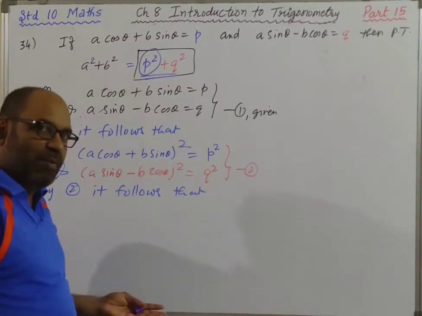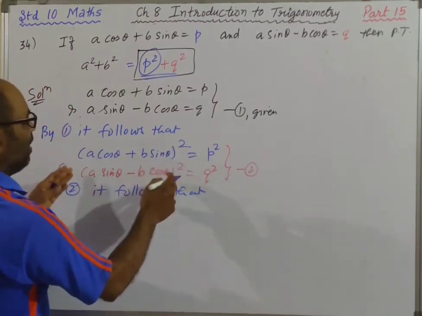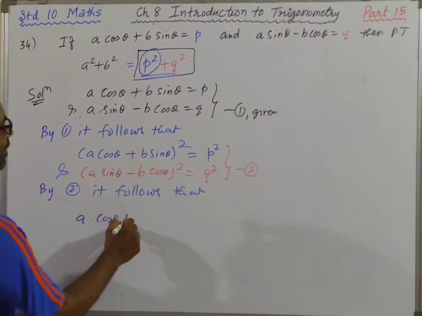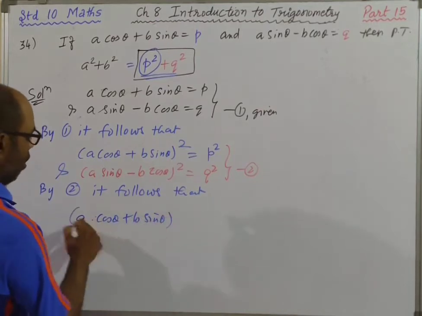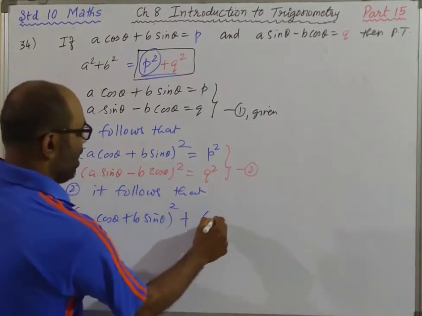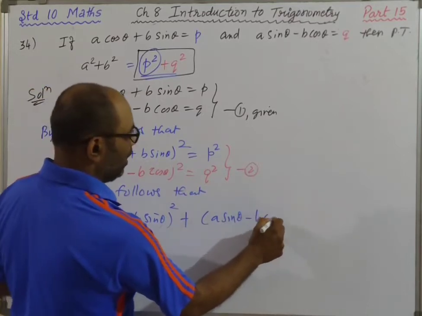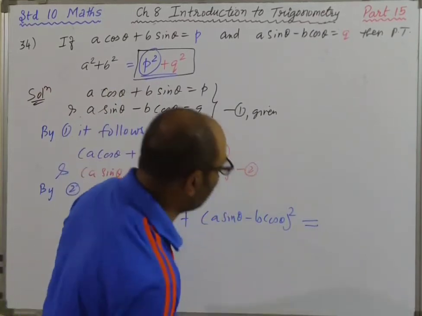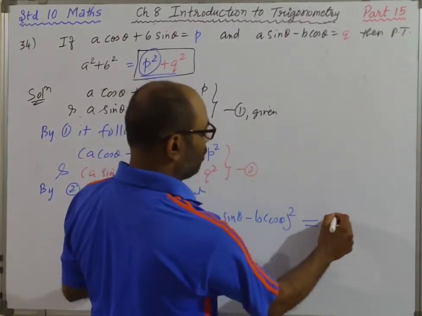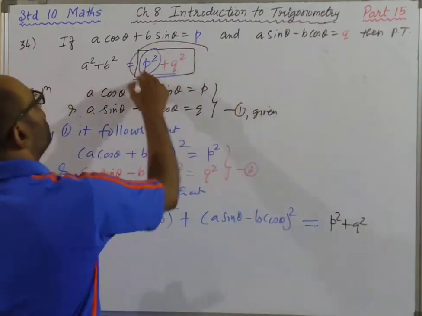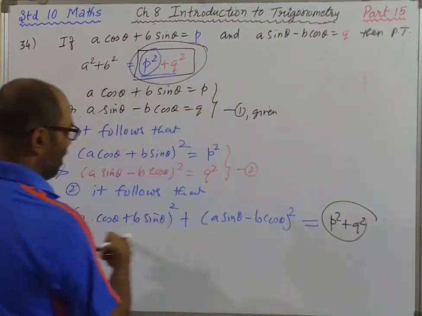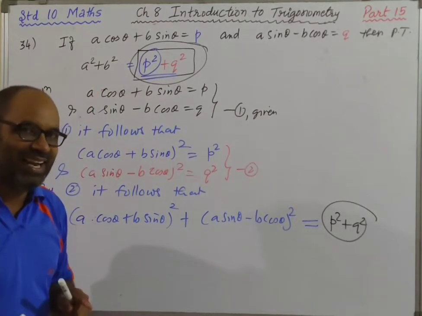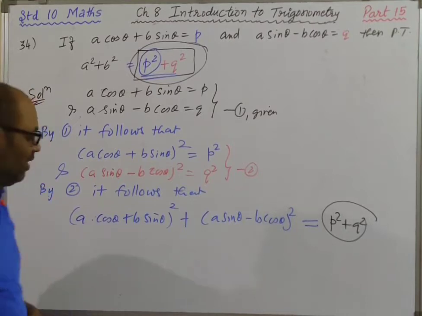So let's use Euclid's property for real numbers. Left hand side plus left hand side: (a cos theta plus b sin theta) whole square plus (a sin theta minus b cos theta) whole square is equal to what you want, p square plus q square. So you have got the right hand side, and you have to work on the left hand side, and you will be left with a square plus b square. You will get this directly. That's why we don't need another method here.